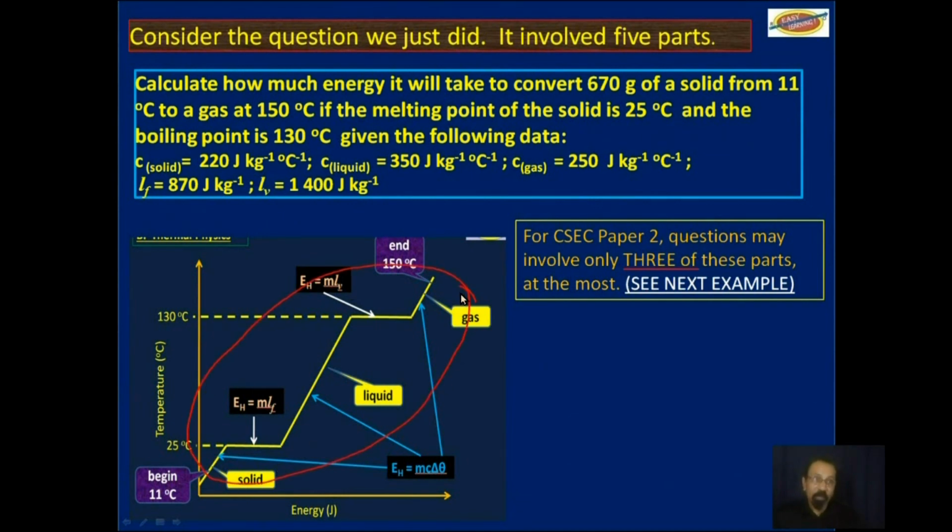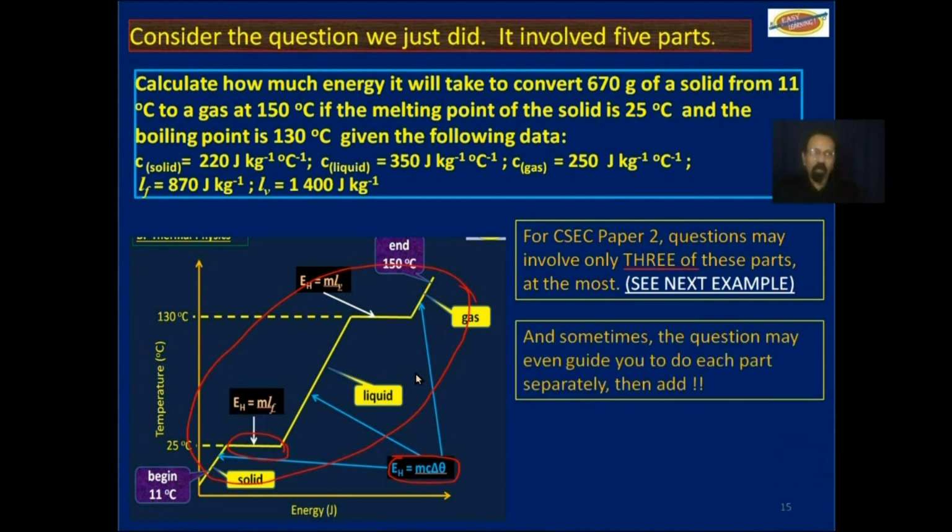For one, that will take too long, and two, if you could do 2 parts, let's say one that involved EH is equal to MC delta theta and another part that involves EH is equal to MLF, then CSEC will assume that you could handle the other 3 parts.